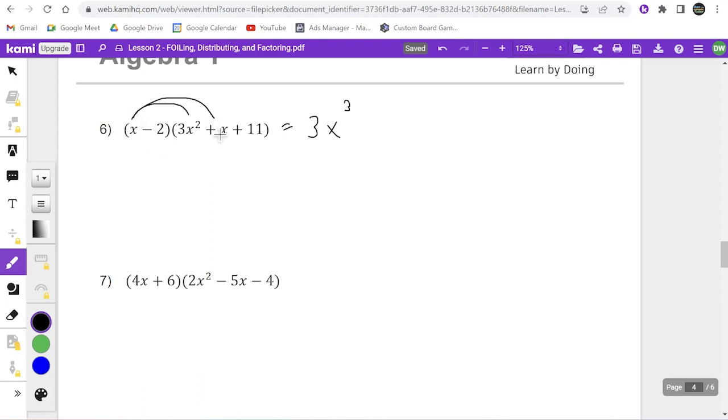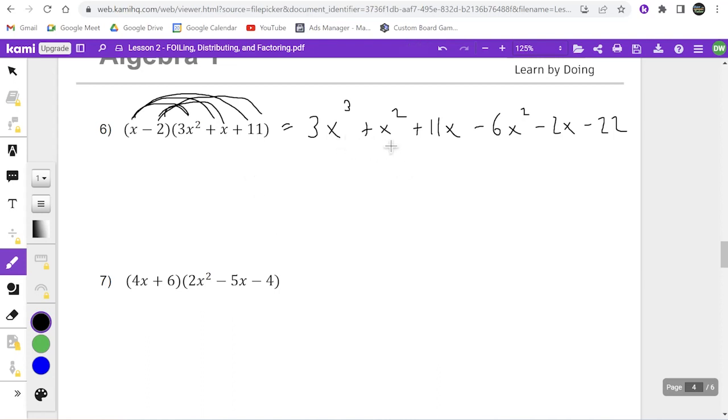Next, we have x times x, that's just plus x squared. And then we have x times 11, which is plus 11x. Next, we have minus 2 times 3x squared, so it's minus 6x squared. Negative 2 times x is going to be negative 2x. And then the last one, negative 2 times 11, is minus 22. Again, 6 terms, because we have a 2-term expression times a 3-term expression.